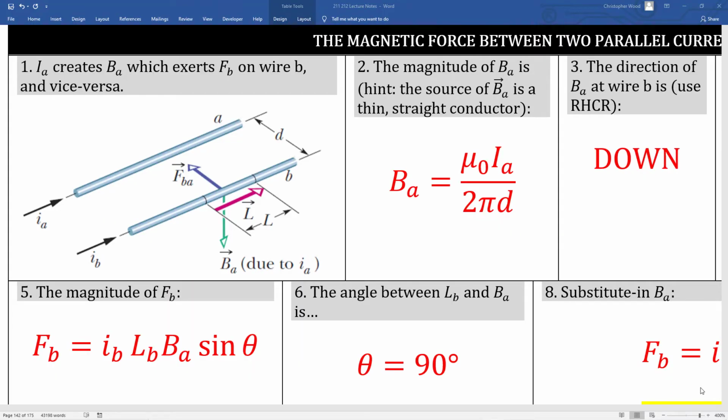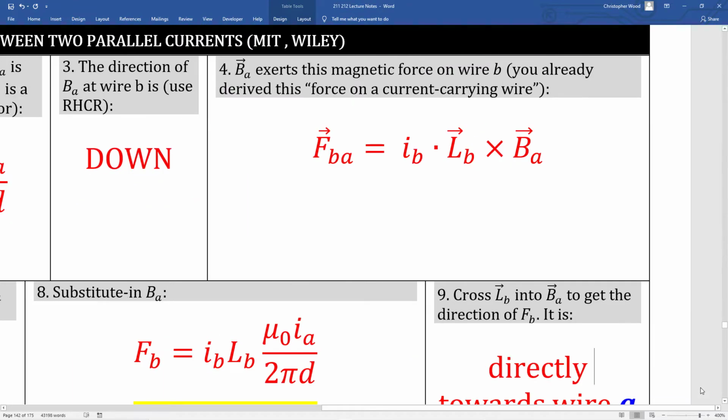The current flowing through wire A creates a magnetic field. There's the expression. Box 3 is a really important box. Make sure you can see that if you use the right-hand rule for wire A to determine the shape and direction of the magnetic field lines, you can see how the magnetic field at wire B due to wire A is pointed straight down. That's a really important step. Don't gloss over it. Box 4 also comes from chapter 28. We've seen this before and used it a lot. In fact, you derived it. F equals IL cross B. This is the magnetic force exerted on wire B due to the magnetic field created by wire A.